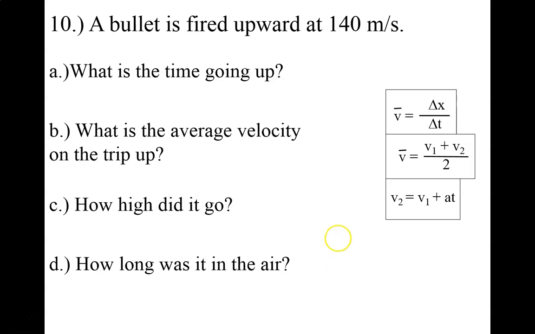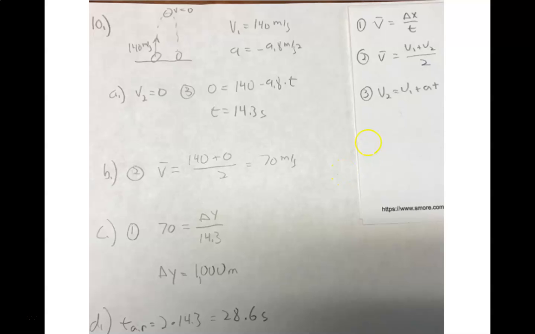We want to figure out the time it takes to reach the highest point, the average velocity on the way up, how high it went, and how long it was in the air. Again, we've got a spectacular picture. 140 meters per second is the velocity it was launched at. It's reaching the top, where we know its velocity is 0. And the first question is, how much time did it take to reach the highest point?